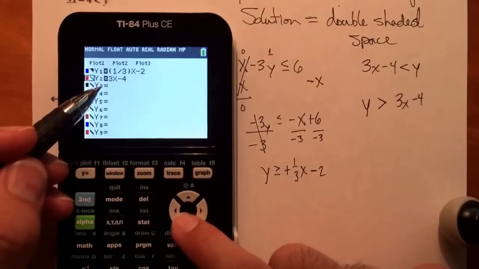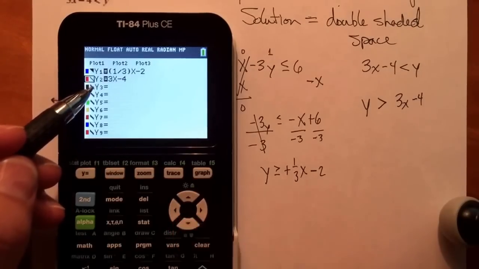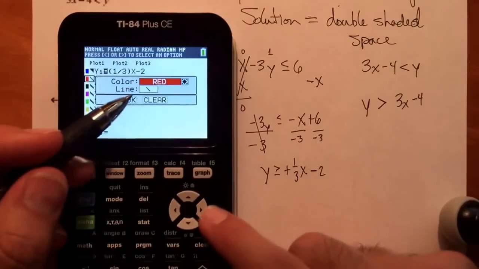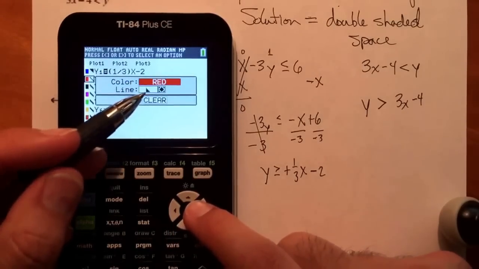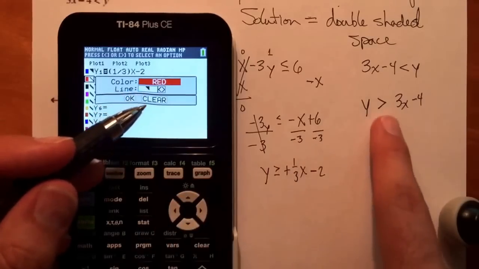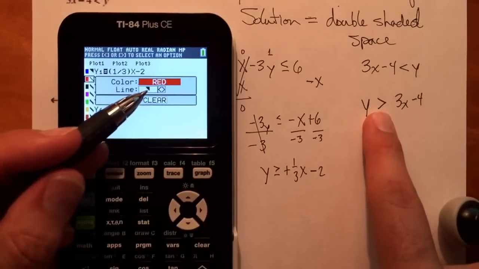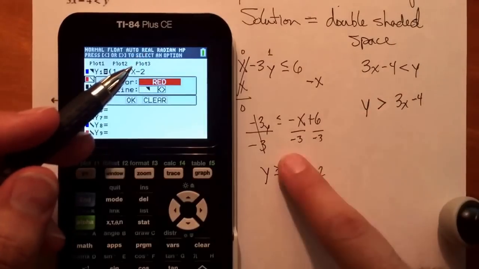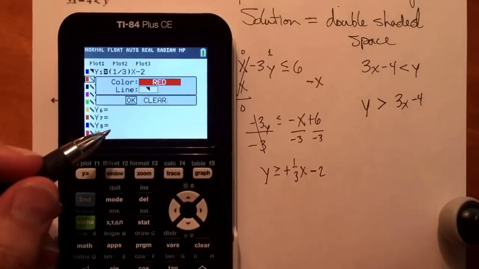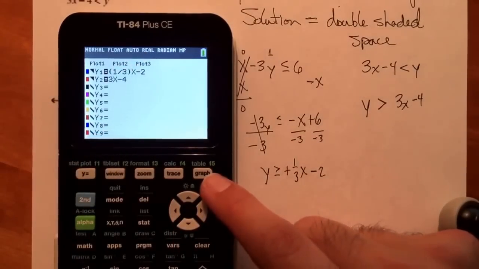And I'm going to come down here to Y2, and I'm going to do the same thing. I'm going to hit enter, and now I can cycle through the different symbols. This one is greater than, so I'm going to choose greater than because the inequality is pointed up. So I'm going to shade up. So we're going to hit enter. Now we're going to hit graph, and we're going to see what happens.